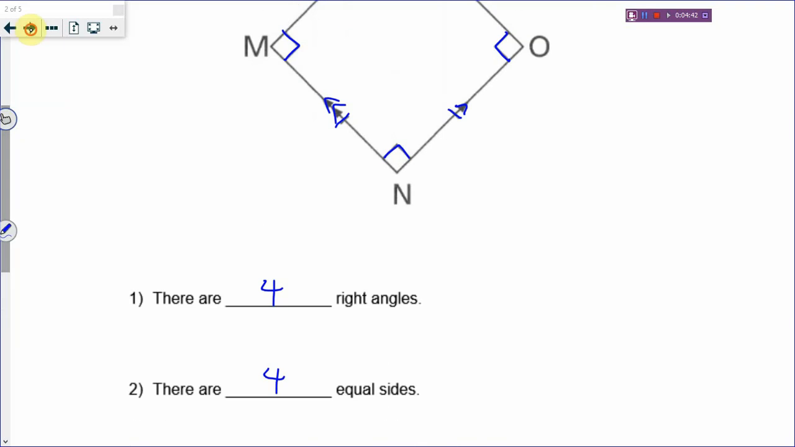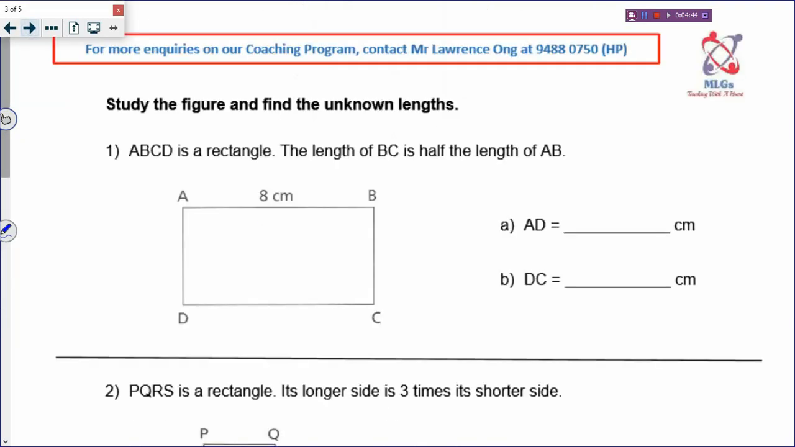Let's go to the problems that you may see in your exam. ABCD is a rectangle. The length of BC, which is the breadth, is half the length of AB. Which means that the breadth is half the length of AB. So that must be 4 cm.